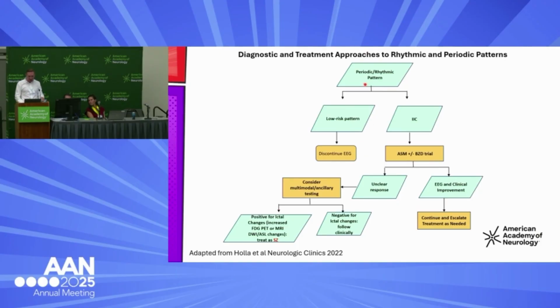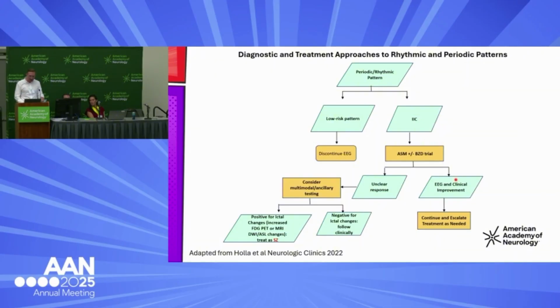So this is briefly the treatment approach as I see it. If you have a periodic arrhythmic pattern, it's low risk, probably don't need to do much. If it's IIC, I think most of us use an anti-seizure medication plus or minus a benzodiazepine. I've always favored anti-seizure medications. I feel like they're less sedating, and it's more reliable to follow their clinical exam.